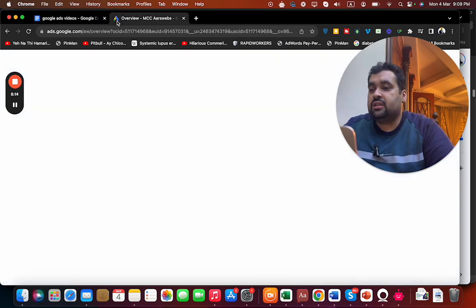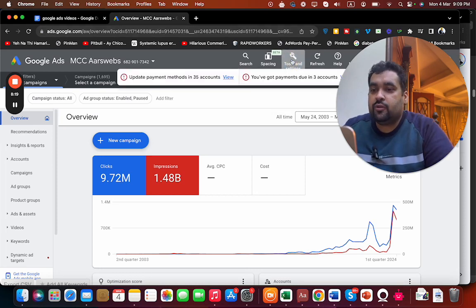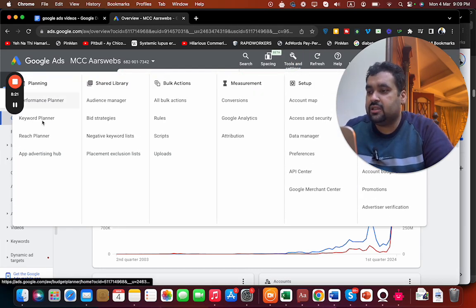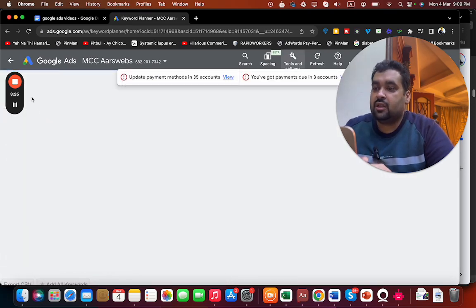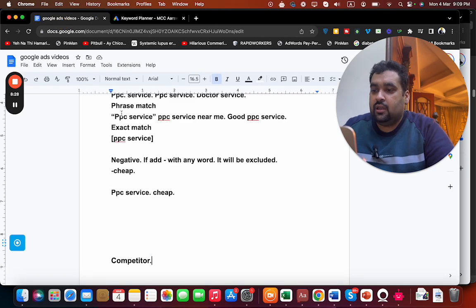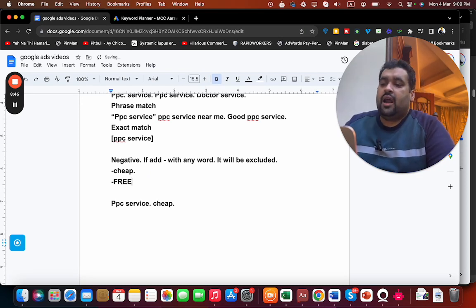But for someone who wants to create a good campaign, you can simply move to tool settings and select the keyword planner and do your research on your keywords. Remember, make sure to add the double quotation marks so that your keywords are shown as a phrase. You can target as phrase match, and negatives should be added for those queries where you do not want your ad to be shown. It can be any word, even the word free. If someone is looking for a free deal, your ad won't be shown.